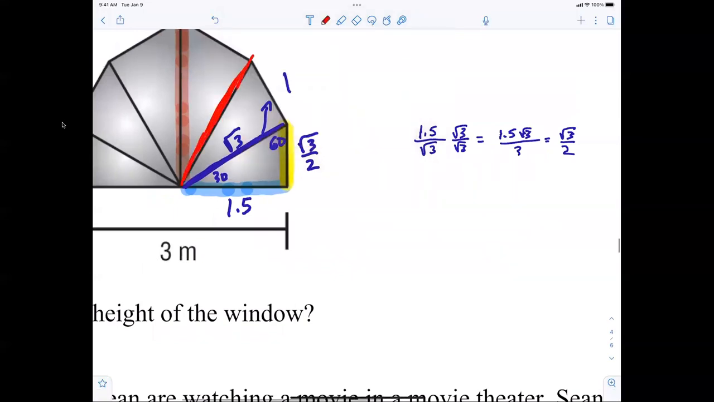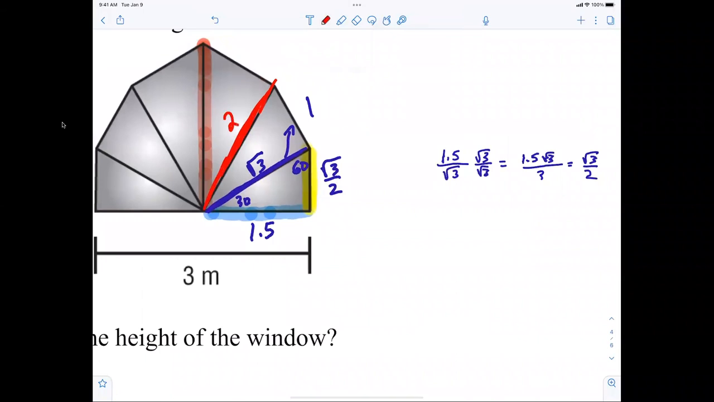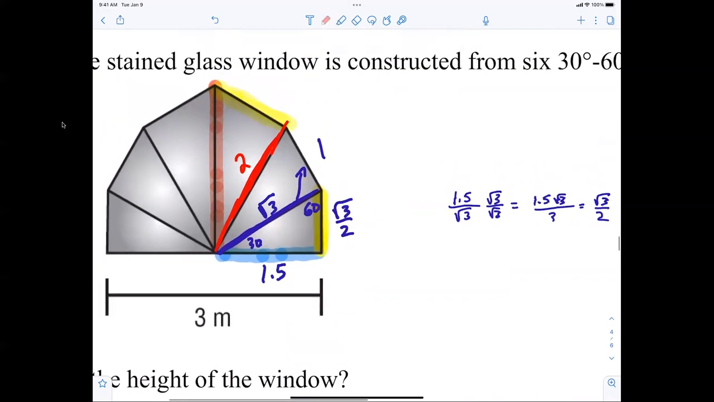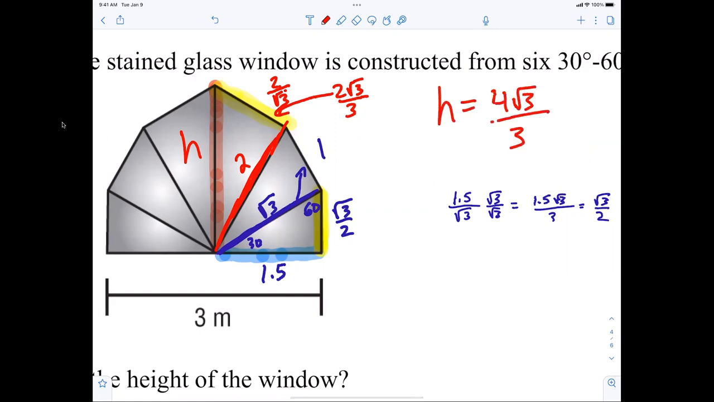Now I'm interested in this hypotenuse. What is this hypotenuse? 2. What is this leg? 2 divided by radical 3. So that's going to simplify to 2 radical 3 over 3. And now what's the height? What do I have to do? 4 radical 3. Yeah, because I just multiplied by 2. So the height is equal to 4 radical 3 over 3.